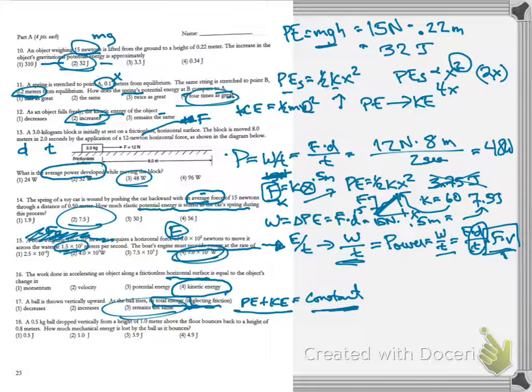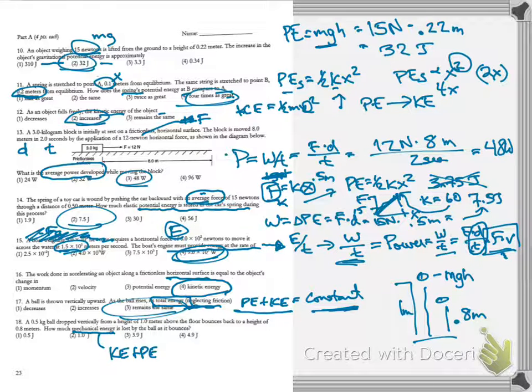And the last question, a 0.5 kilogram ball is dropped vertically from a height of 1 meter. So you have a ball that's dropped, bounces back to the height of 0.8 meters. How much mechanical energy is lost by the ball as it bounces? So you know how much potential energy it has, which is the only mechanical energy at the top. Remember, KE and PE is your mechanical energy. So you can calculate this. I don't know what the number is. I'll do it in a second.